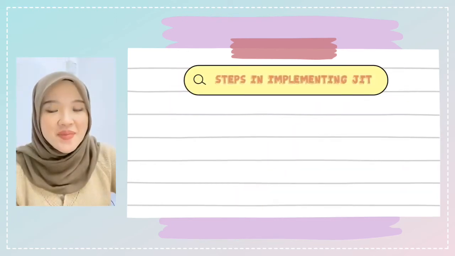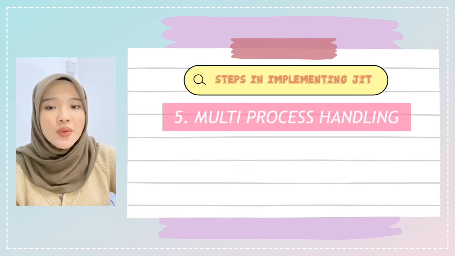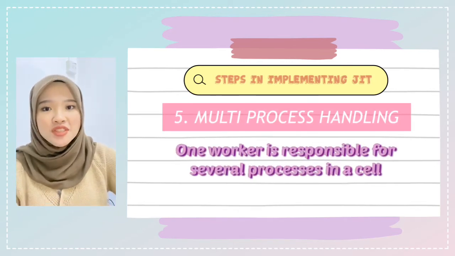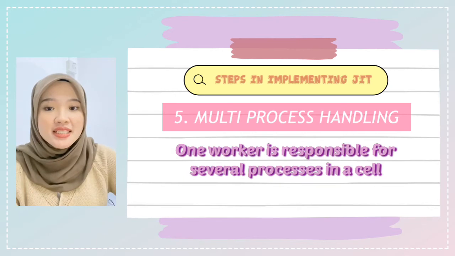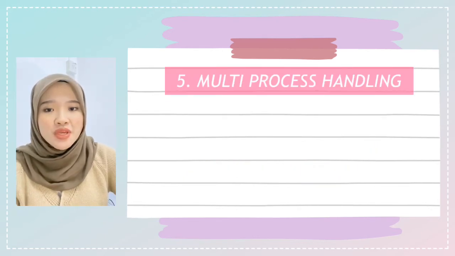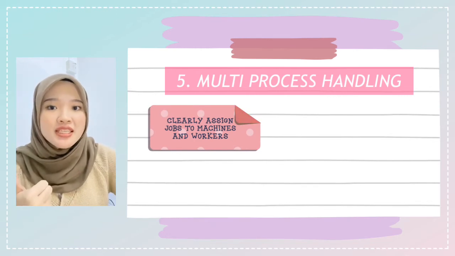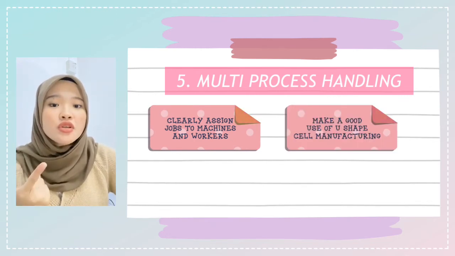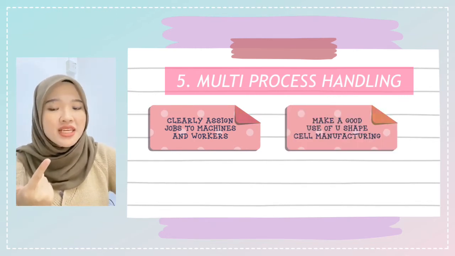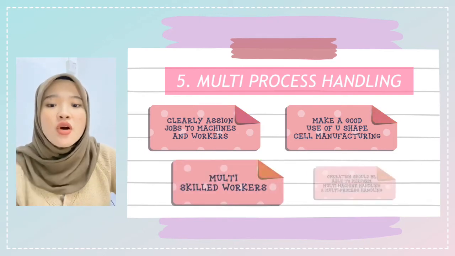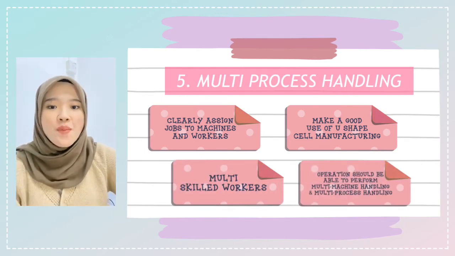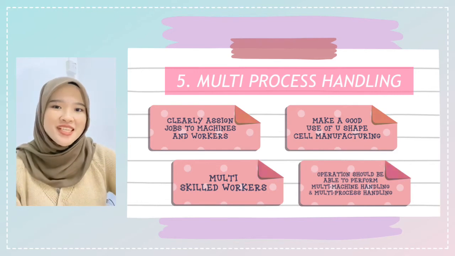The last step is multi-process handling, where one worker is responsible for several processes in a cell. Some points that should be aware of are, first, clearly assign jobs to machines and workers, make good use of U-shaped cell manufacturing, multi-skill workers, and operators should be able to perform multi-machine handling and multi-process handling.